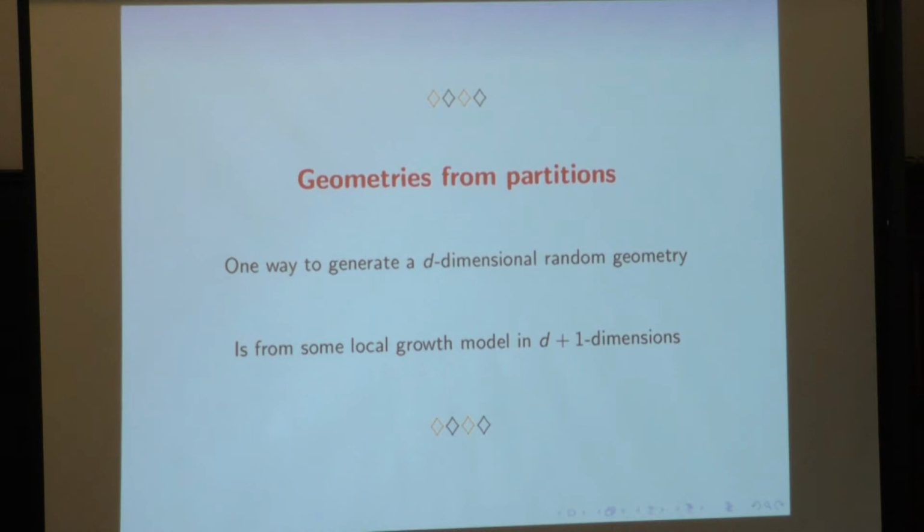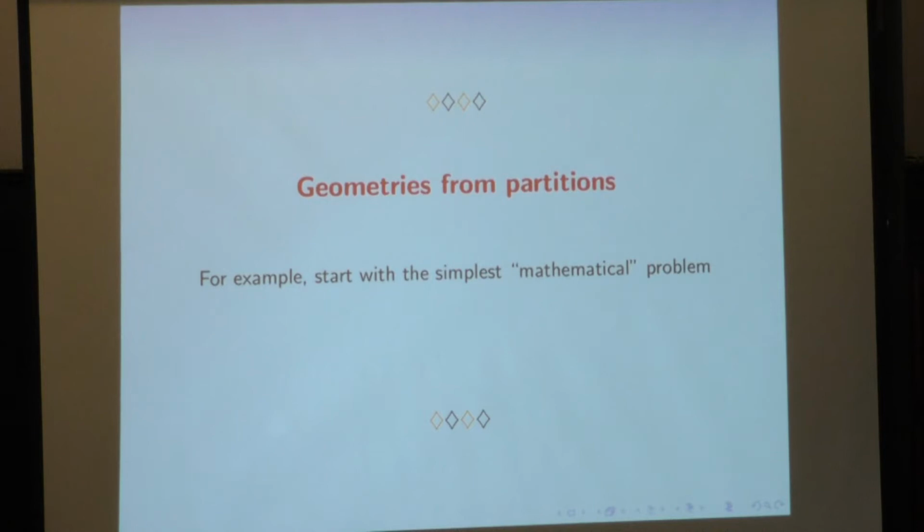So one way to generate random geometry in d dimensions is to study the growth models in d+1 dimensions. So you build your random structure by some simple, local rules, starting with the trivial one and then adding blocks.